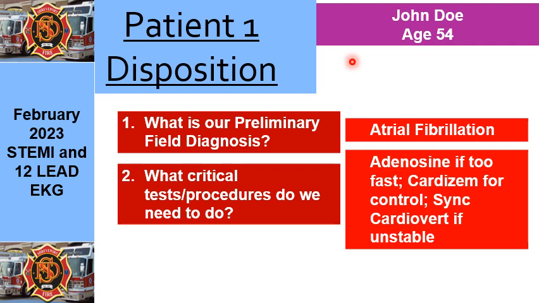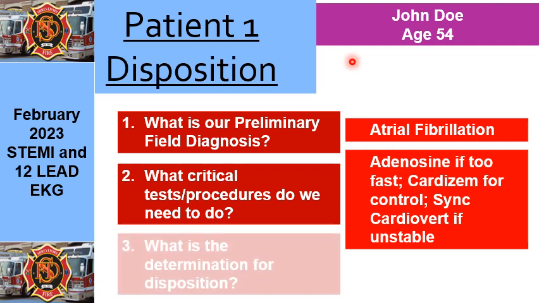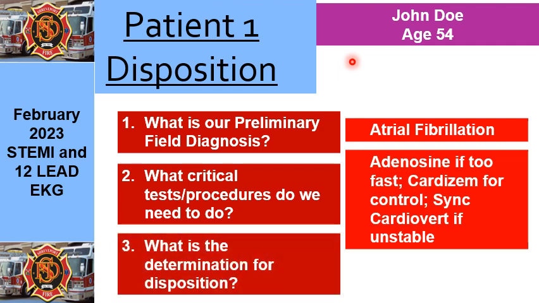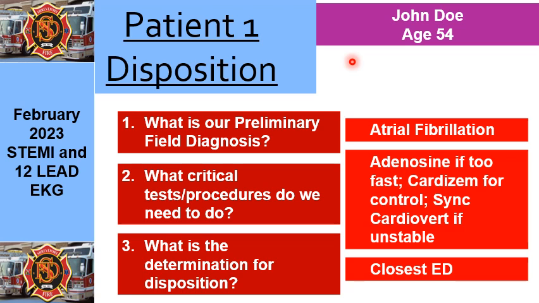If they're unstable, meaning that they have hypotension, they're having chest discomfort with hypotension, you have a mixture of objective and subjective signs that the patient is not doing well, then you can synchronize cardiovert, and you want to consider sedation with that. What's the determination of disposition? Well, you need to go to the closest emergency department if this patient's unstable, absolutely. If the patient's stable and not chronically in AFib, then this patient can go to a patient choice or one that's open.